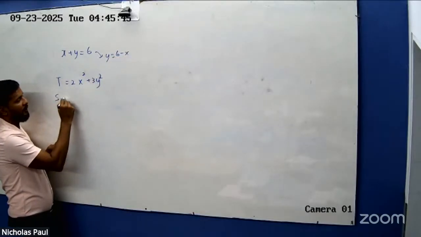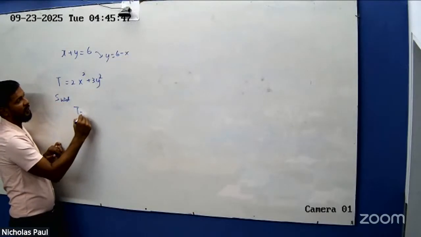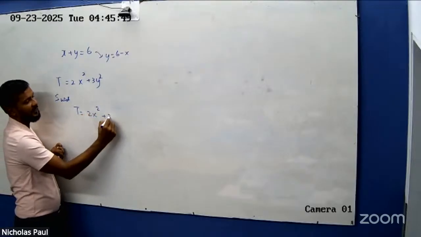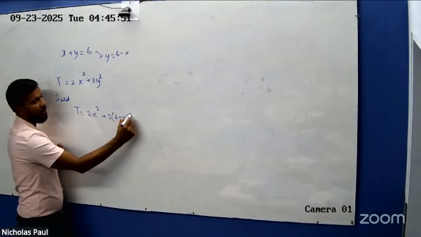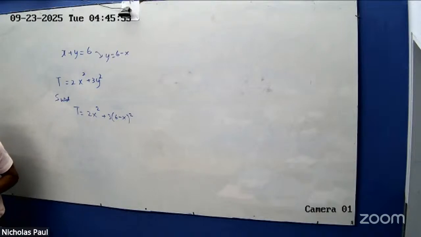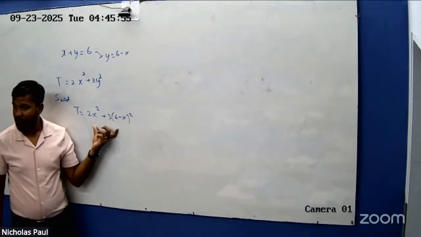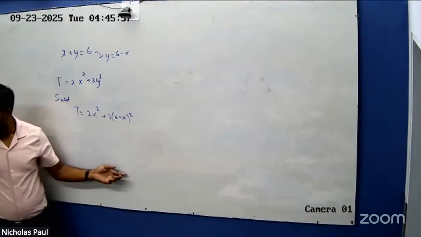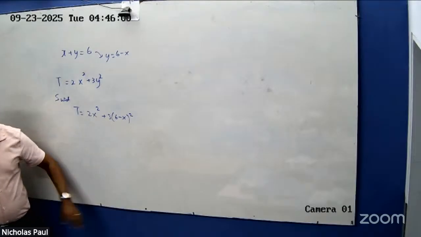Very good. So if you substitute, you'll get 2 is equal to this by this. Now, what do you have? You have an equation in terms of x. Can you differentiate? Double differentiate? Do you think so?